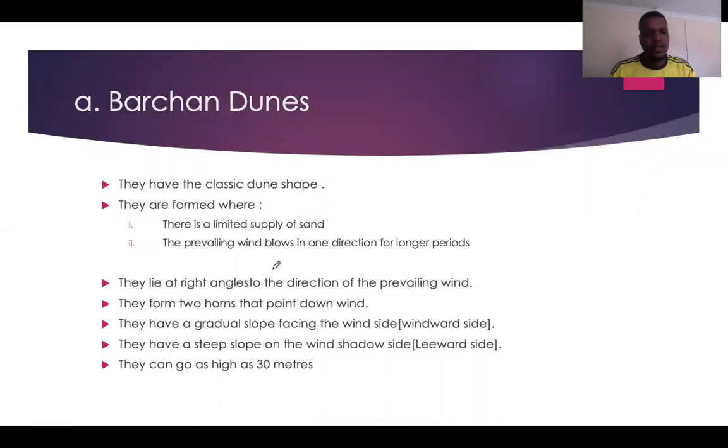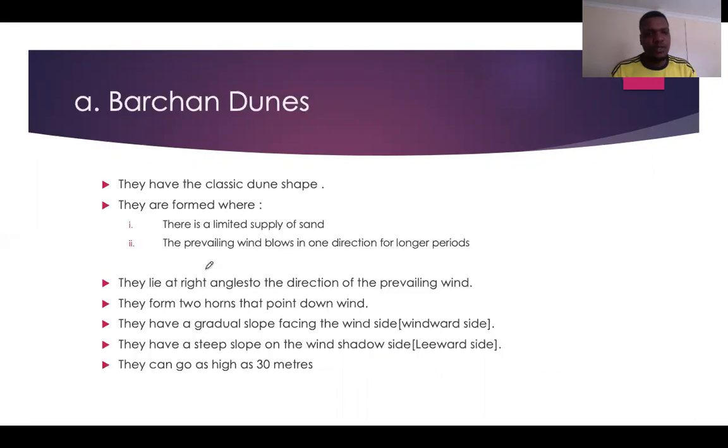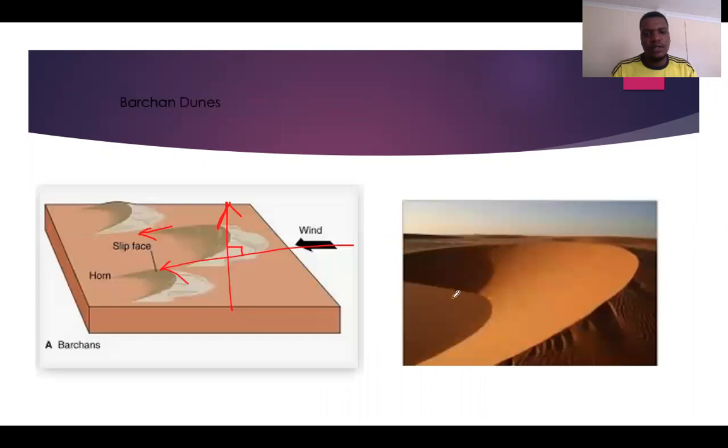Okay, all right. They form two horns that point toward the direction of the wind. I've already explained that these horns are pointing that direction, which is the direction of what? It's the wind. All right. They have a gradual slope facing the windward side. So, like we said, this one is the windward side. This slope is gradual. Okay, it's a gentle slope, and that is called the windward side.